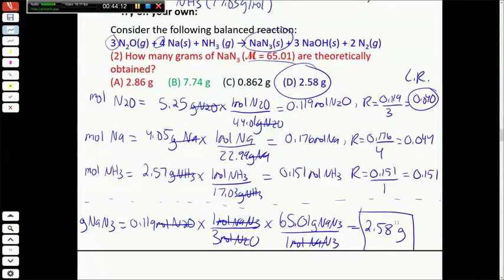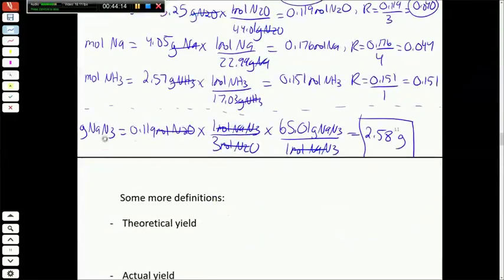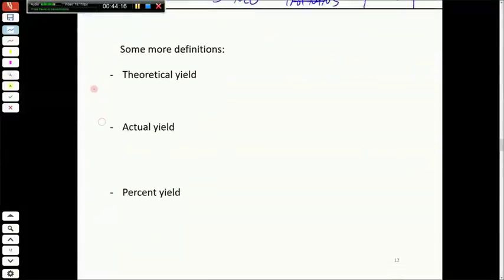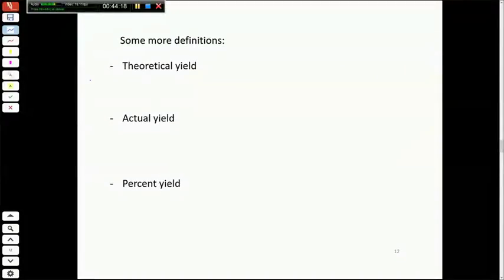Alright, the last topic we're going to cover in Chapter 5 is this theoretical yield, actual yield, percent yield business. This is more of an experimental look at how we do chemical reactions. Everything we've done up until now on pencil and paper is just calculating amounts of reactants that are involved in a chemical reaction, or calculating the amount of product that can potentially form in those situations.